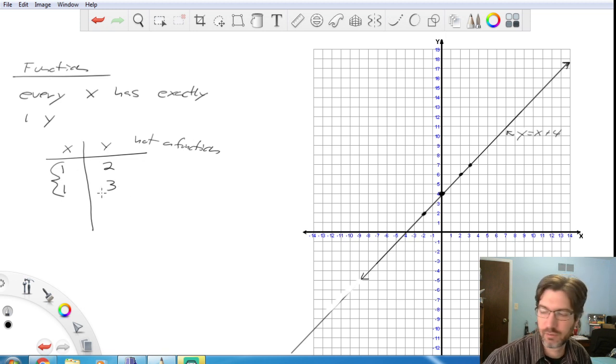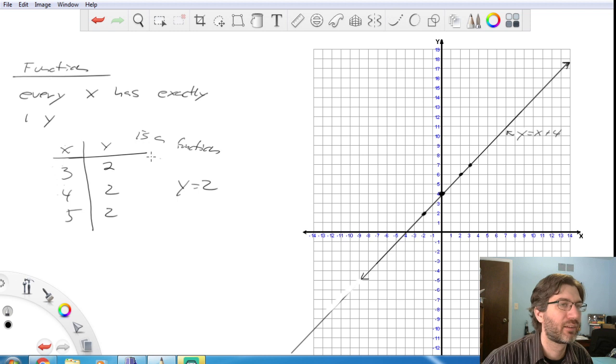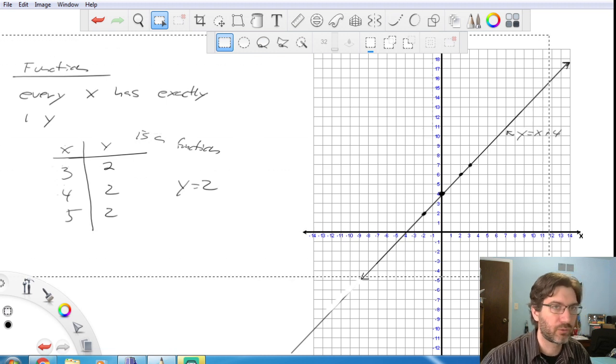However, you are allowed to have more than 1 y for different x's. So if x was 3, y equals 2. If x was 4, y equals 2. If x was 5, y equals 2. This is a function, right? As long as every x has exactly one y, it's a function. In this case, your function would be something like y equals 2. So when you plug in x, well, I don't have any x. X goes in and 2 comes out. And then you can graph that too. It's just going to be a horizontal line.